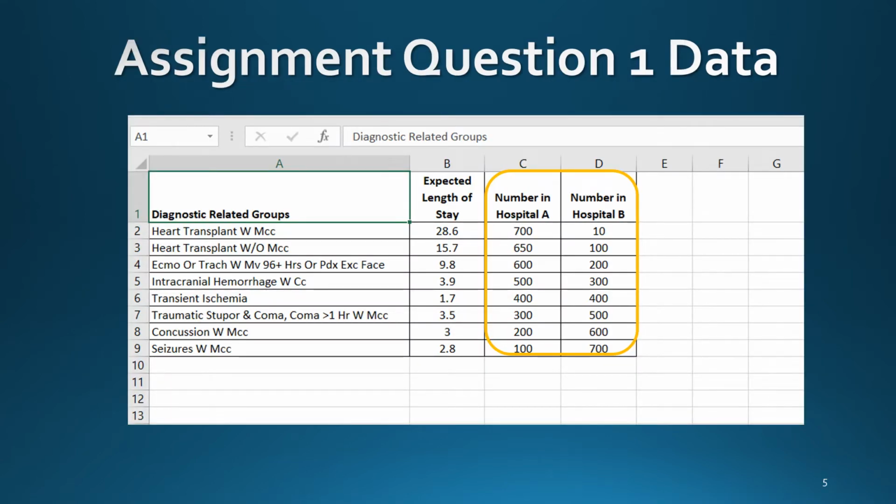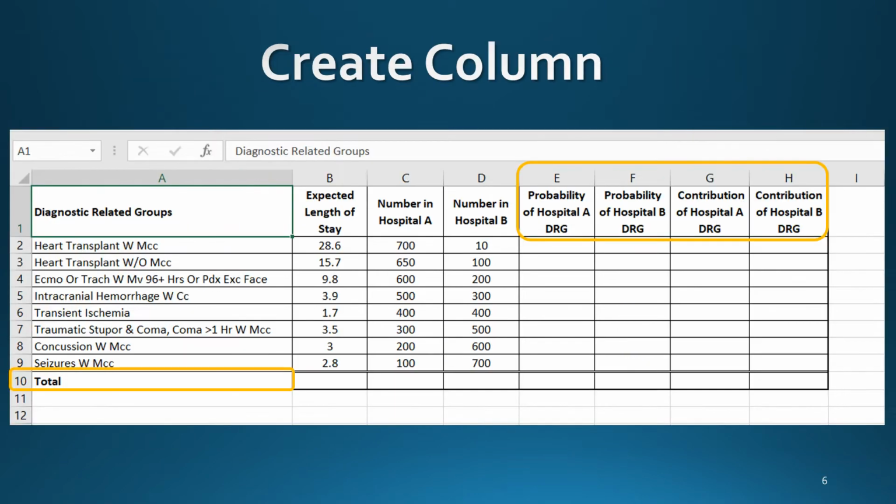So this is the data for assignment question 1. You can see that there are two hospitals, Hospital A and Hospital B. Next, we will create columns for the spreadsheet. We create the probability of Hospital A DRG, probability of Hospital B DRG, and the contributions of each hospital's DRG. And then we create another row for total.